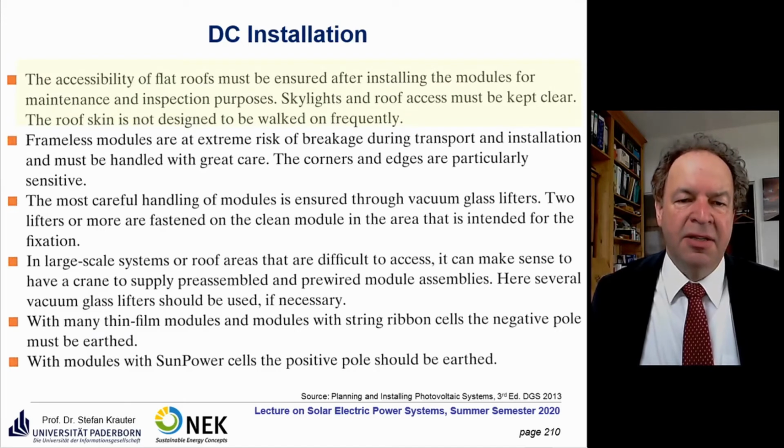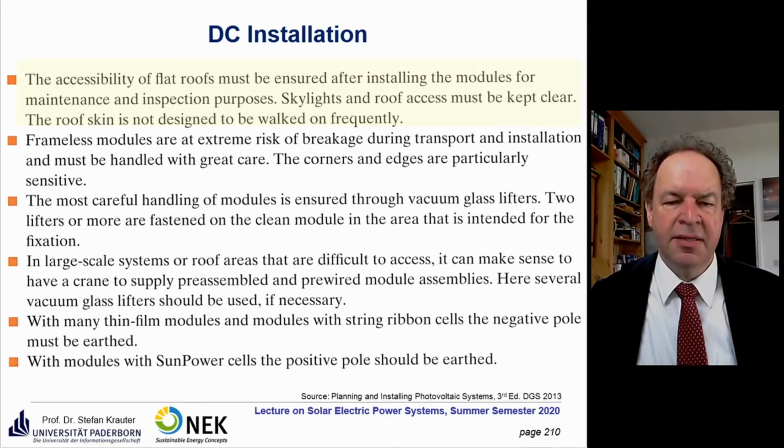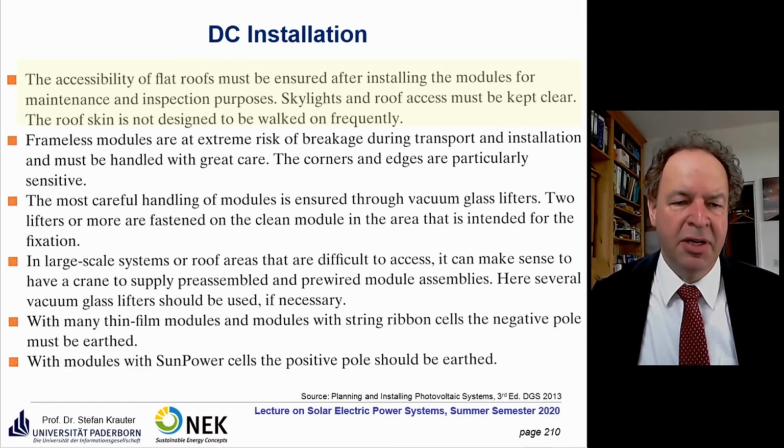The accessibility of flat roofs must be ensured after installing the modules for maintenance and inspection purposes. Skylights and roof access must be kept clear, and so on. Frameless modules are at extreme risk of breakage during transport and installation and must be handled with great care. The corners and edges are particularly sensitive.